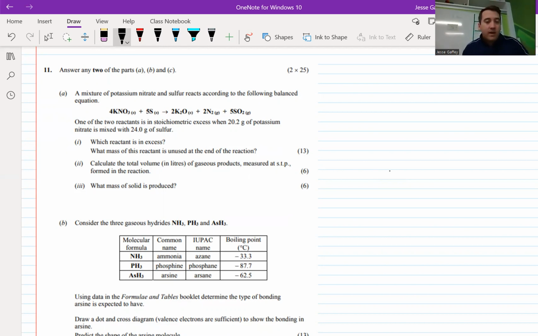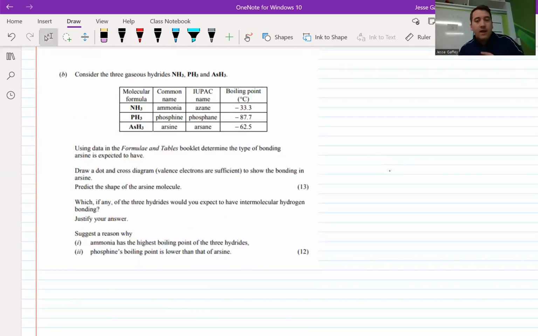And the second one is about shapes of molecules, VSEPR theory, different types of intermolecular bonding, and how that affects melting points, boiling points, etc. So those are the 2 parts.